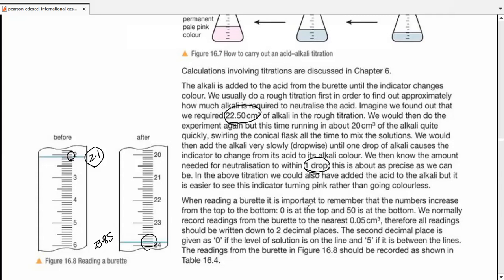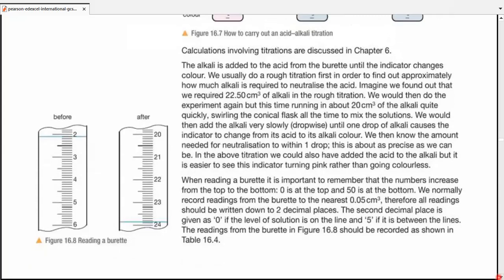When reading a burette, it is important to remember that the numbers increase from top to bottom. 0 is at the top and 50 is at the bottom. We normally record readings from the burette to the nearest 0.05 centimeter. Therefore, all readings should be written down to 2 decimal places. The second decimal place is given as 0 if the level of the solution is on a line, and 5 if it's in between the lines. The readings from the burette in figure 16.8, this one, should be recorded as shown in table 16.4. So let's move on.